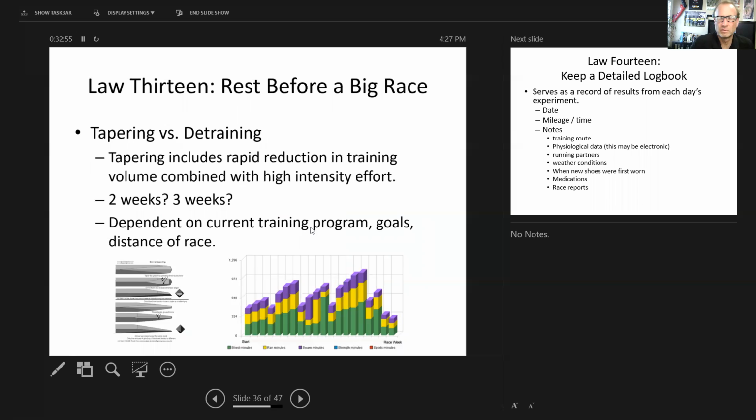Law 13, rest before a big race. This is tapering. Now, it's not detraining. You want to watch out for detraining. This graphic over here on the left corner shows different tapers for different objectives, and you have lots of different ways to taper. Tapering is an art form, and you do need to figure out what works, where you are sharpening your fitness and your race skills as you recover. This graph down here shows some stress, and there's a triathlon, so different bike, run, and swim minutes, and it builds, and then tapers off. So then you have race week, and you're ready for your race.